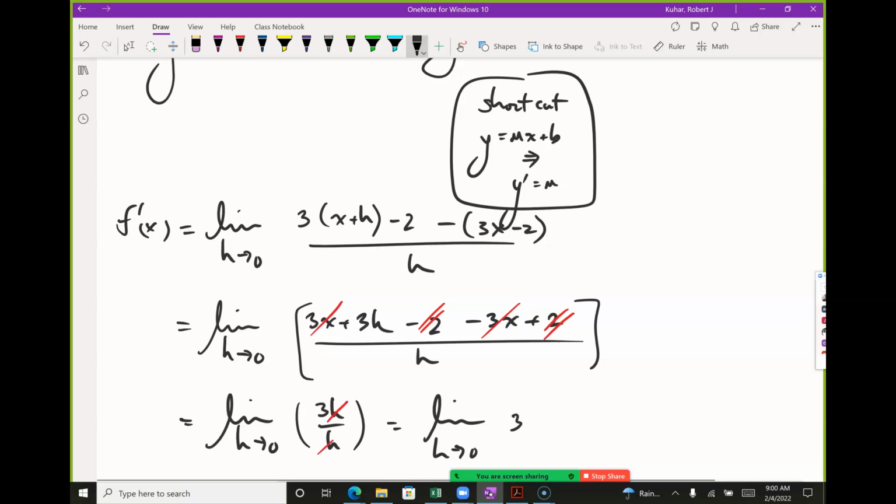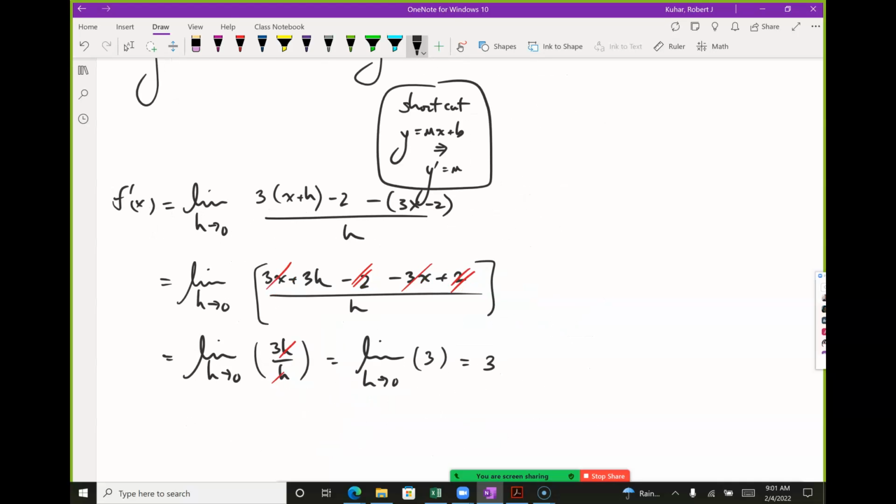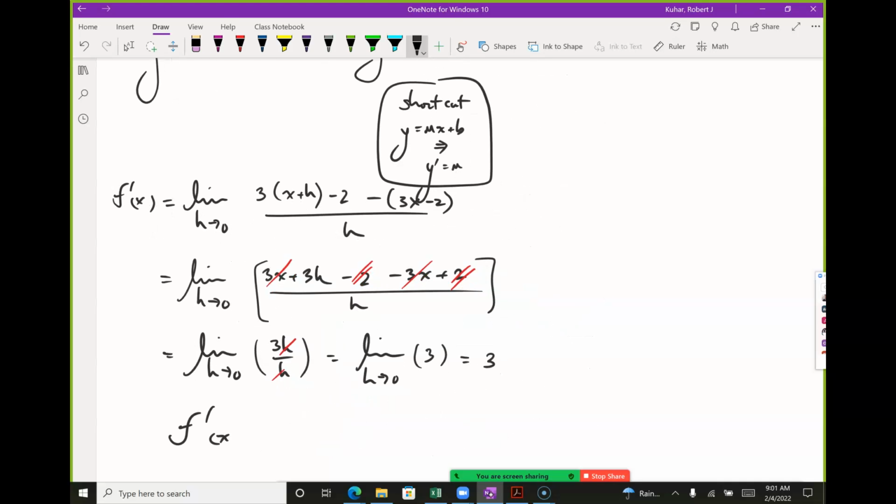And what's that limit? What's the limit of 3 as h goes to 0? What's the height of 3 at any point? 3. And there it is. F prime of x is 3.